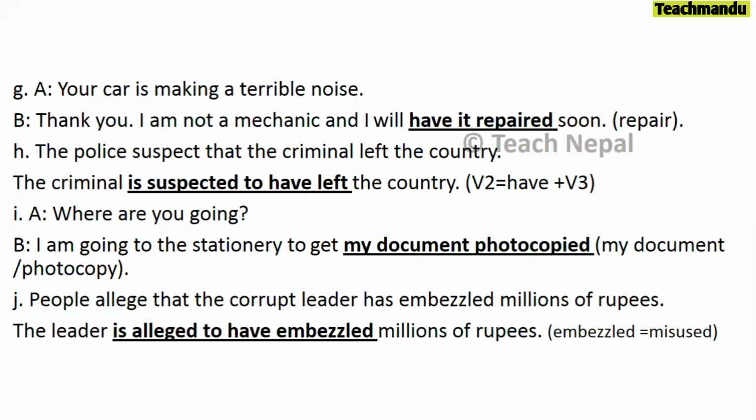If it is about verb 2, then we have to write have plus verb 3. So the criminal left, therefore the criminal is supposed to have left. In that way you have written.